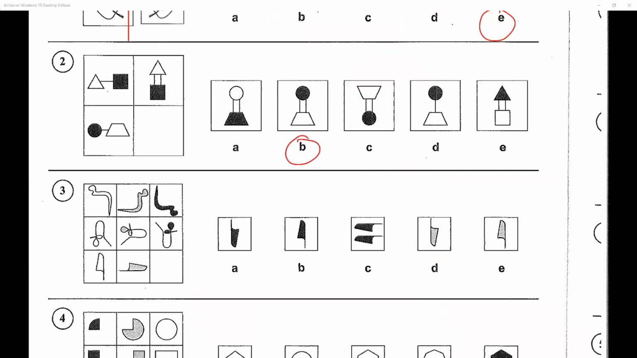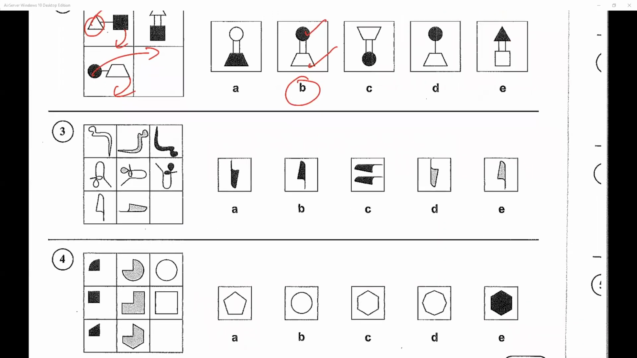Question number 2. B. Fantastic. Why is it B? So this left-hand shape goes to the top. That one goes to the bottom. That one goes to the top. That one goes to the bottom. So you have a black circle and a white trapezium. I understand.